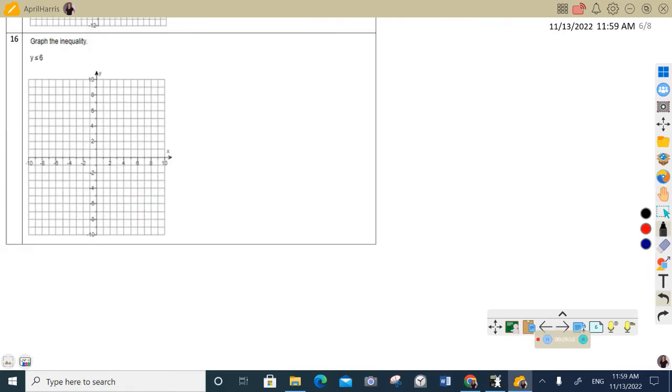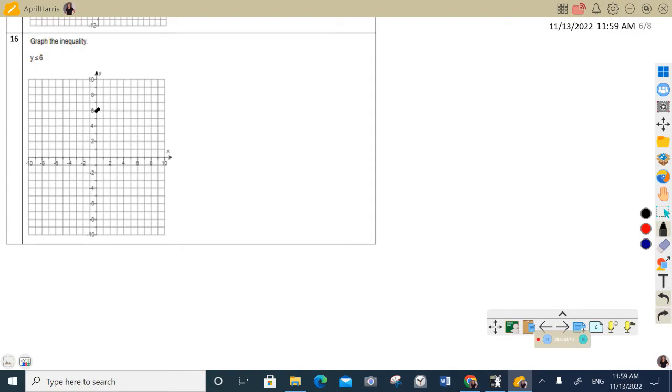Okay, question 16 says graph the inequality. This one's really easy because it's just y equals 6. So if you go up to the y-axis, you go to y equals 6, we should have a horizontal line going through there, and it's going to be a solid line because it's equal to.